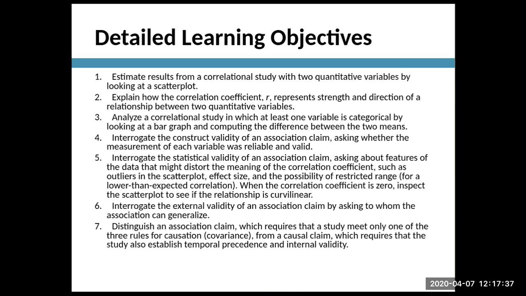I will also interrogate the external validity of an association by asking the question, for an association claim, of whom the association can generalize, and is it even important? We know that internal validity is not a thing for frequency claims. We know that internal validity has no bearing here. So what about external validity? Does external validity have a high percentage here?